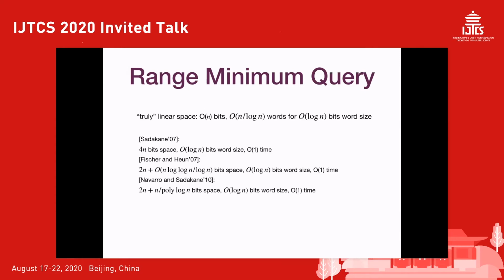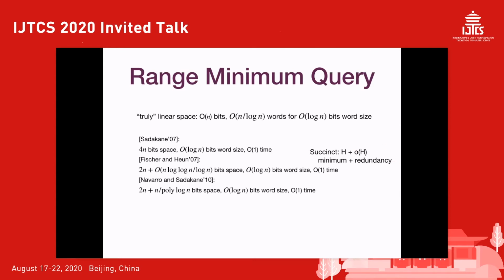In 2007, Sadakane presented the first linear space data structure for RMQ. Later, Fischer and Heun presented the first succinct data structure for RMQ. A data structure is called succinct data structure if the space cost is close to the minimum space to store the database. The extra space cost is called redundancy.